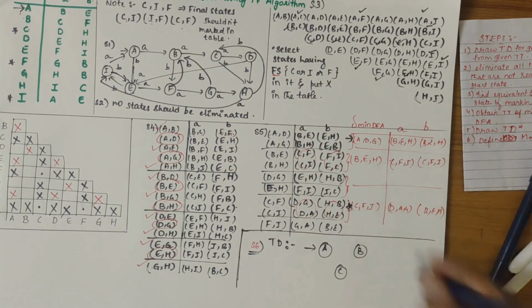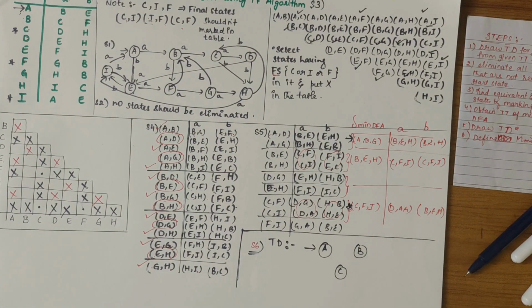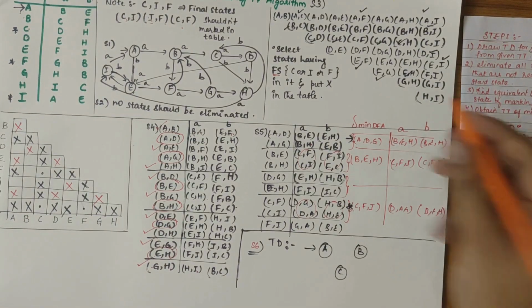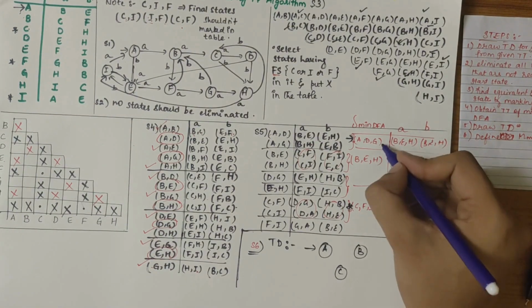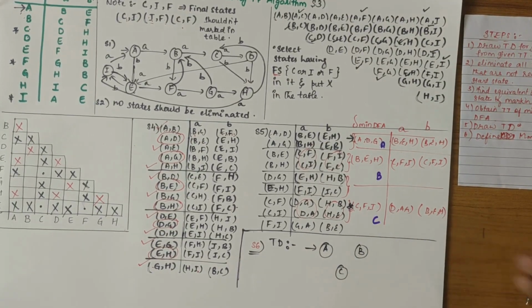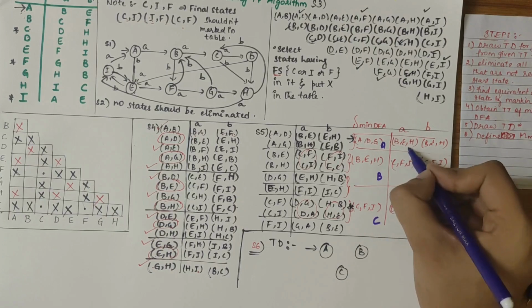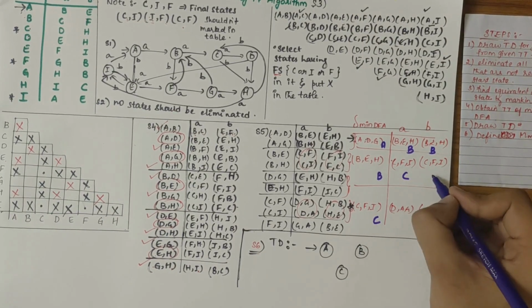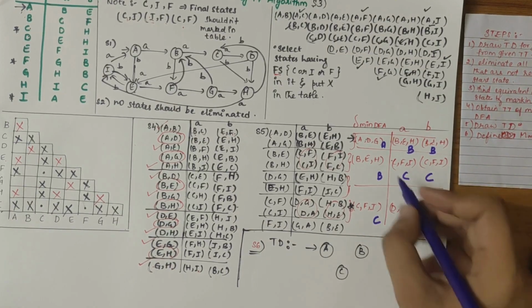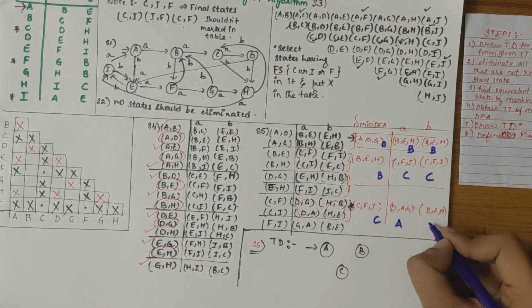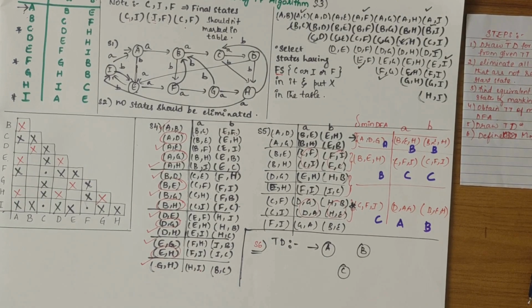So before this, what we can do is we can rename these entities. So ADG could be renamed as A, and BEH can be renamed as B, and CFI can be renamed as C. So here A on A will be B, and A on B will be B. B on A will be C, and B on B will be C. C on A will be DAG, that is ADG, A, and C on B will be BEH, that is B here. So we are drawing the transition diagram for renamed values.